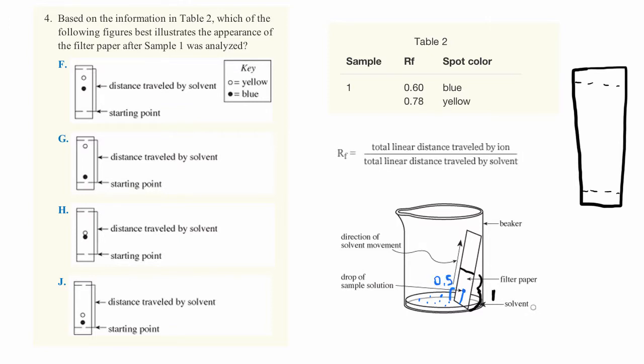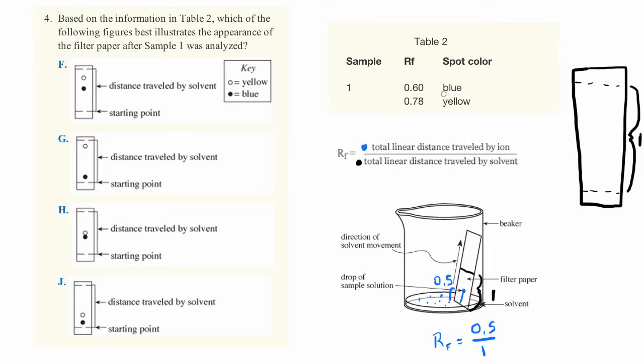If that was true, then the RF value in this case would be equal to 0.5 divided by 1, as illustrated in the equation they gave us: the distance traveled by the ion, the blue value in my figure, divided by the total distance traveled by the solvent. All right, so let's do the same thing with our filter paper. Let's just say, for convenience, that the solvent traveled a distance of 1. It could be 1 centimeter or 1 meter, whatever you like.